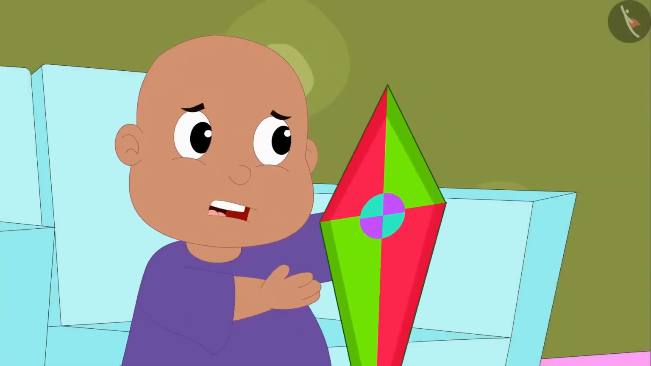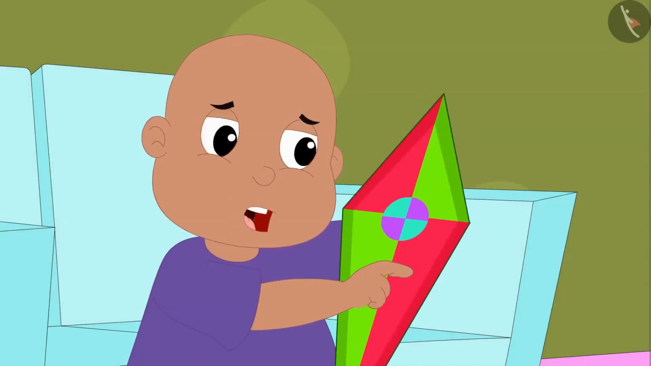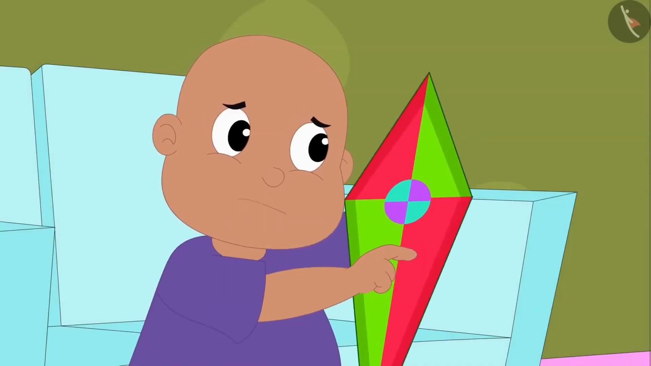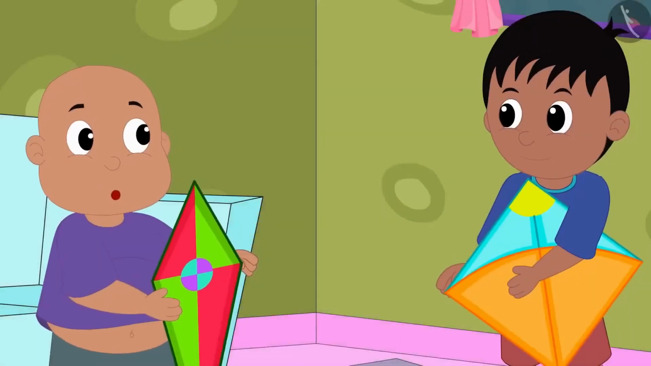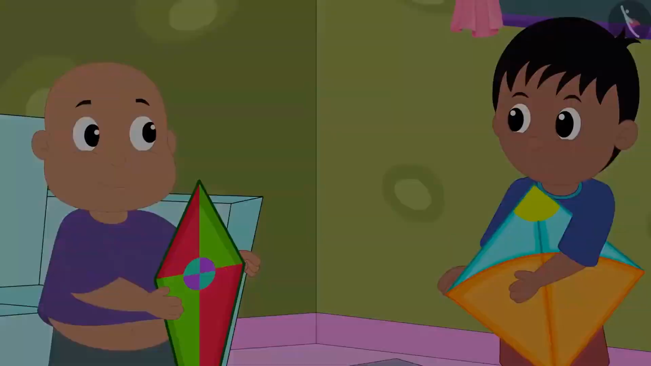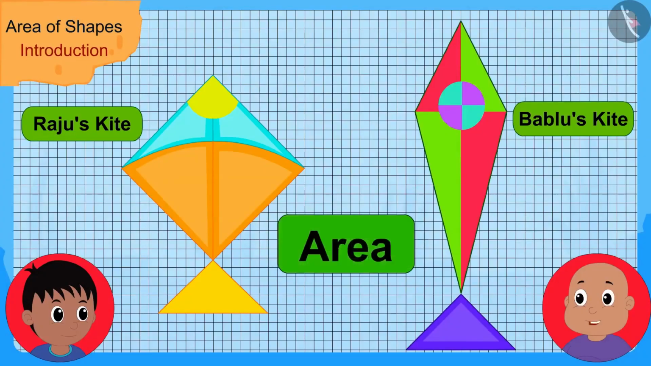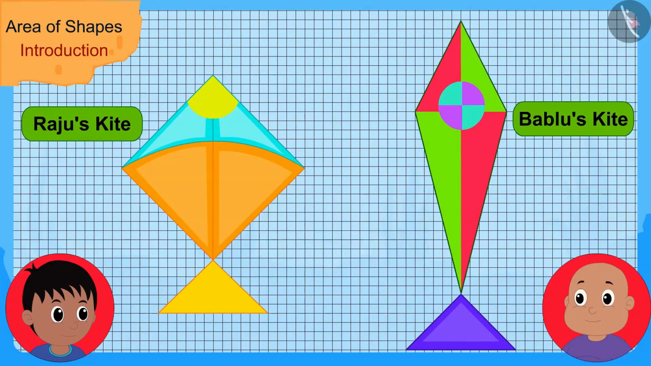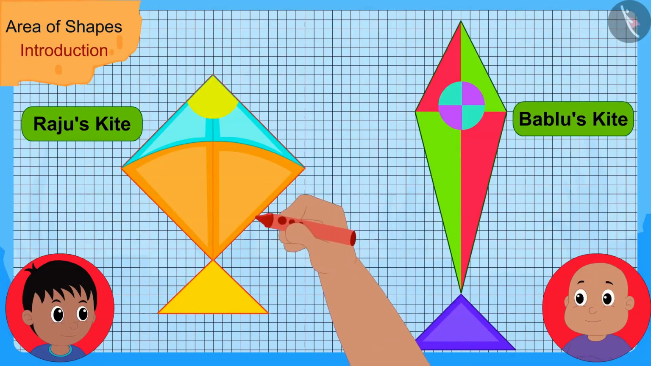No, my kite is bigger than your kite and more beautiful as well. Bablu told Raju. Let us draw outlines of both kites on a grid paper and find their areas. One whose kite has a larger area will have the larger kite. Bablu told Raju. And then he drew outlines of the kites on a grid paper.